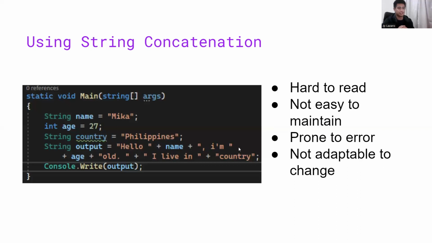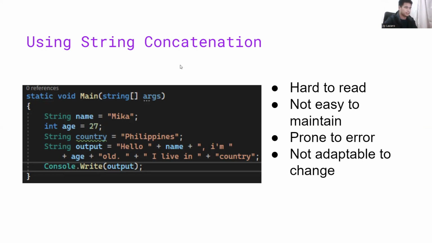And also, it's not easy to maintain because if you want to put another property, you just need to put the plus. It's very hard to maintain, and this one is prone to error as well, and not adaptable to change because it allows you to do many things, right? You need to concatenate it properly. But if you didn't concatenate this properly, it will generate errors, right?